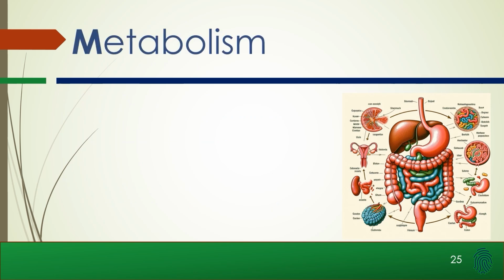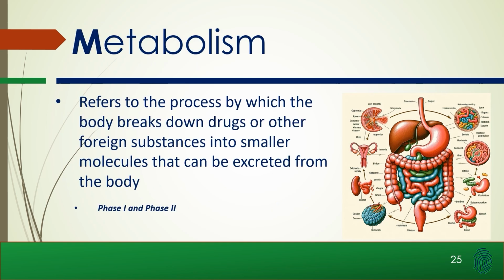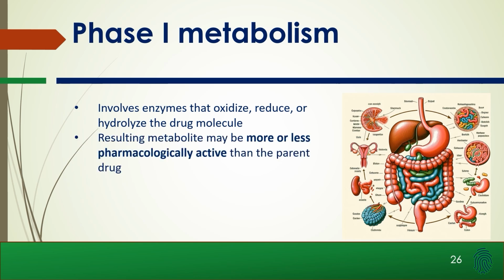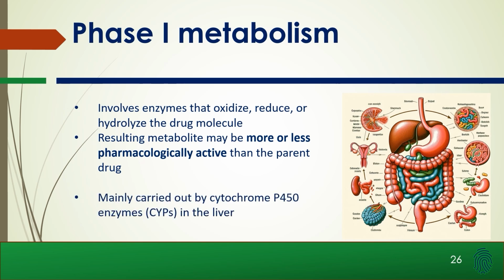Metabolism refers to the process by which the body breaks down drugs or other foreign substances into smaller molecules that can be excreted from the body. Phase 1 and Phase 2. Phase 1 metabolism involves enzymes that oxidize, reduce, or hydrolyze the drug molecule. The resulting metabolite may be more or less pharmacologically active than the parent drug. It is mainly carried out by the cytochrome P450 enzymes, or CYPs, in the liver.